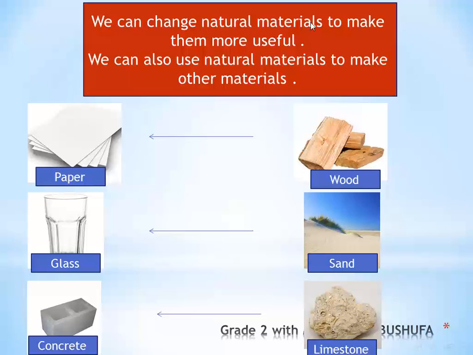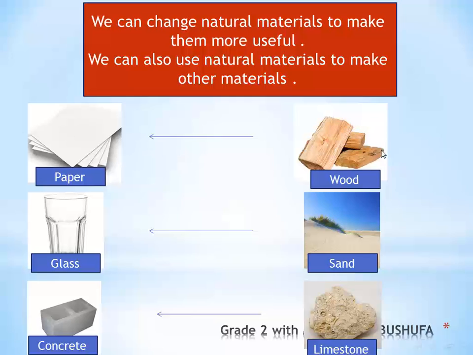We can change natural materials to make them more useful. So why do we change the natural materials? To make them more useful, so we can use them in other things. We can also use natural materials to make other materials. So we take the natural materials and we change them to manufactured materials to make them useful, so we can use them. As an example here, I brought up some natural materials that have been changed to manufactured materials.